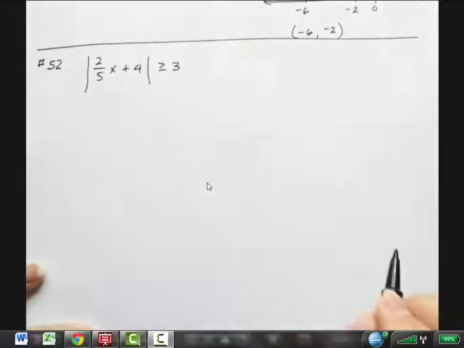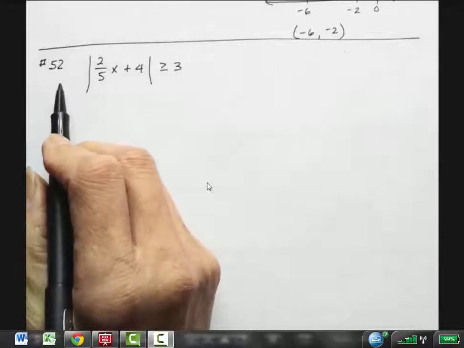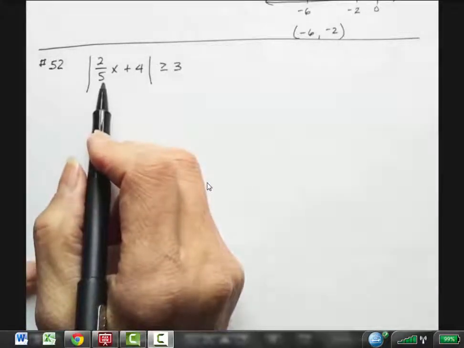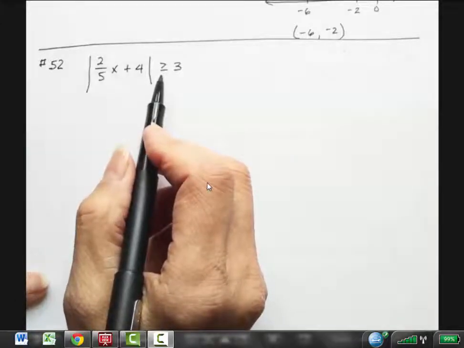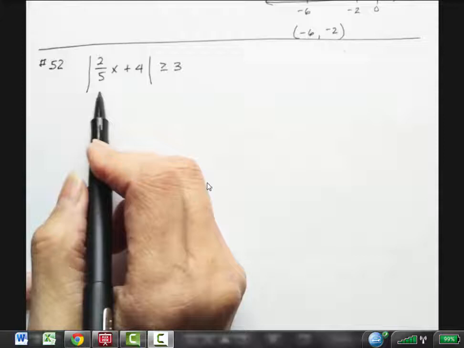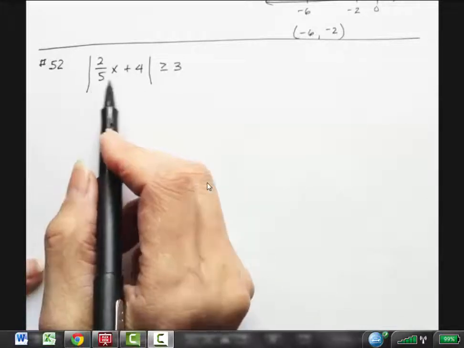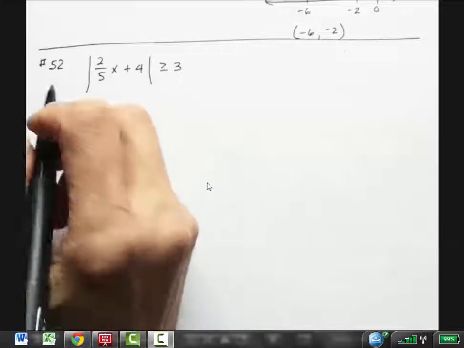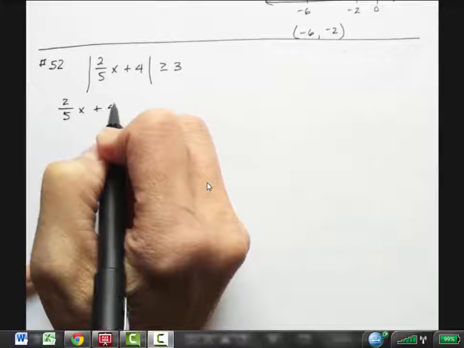The next inequality I'm going to do is number 52 in the same section, 6.4, and here we have the absolute value of 2/5 x plus 4 greater than or equal to 3. So in this particular problem, my absolute value is already by itself on one side of the inequality. All I need to do is rewrite it now without the absolute value signs. So it becomes 2/5 x plus 4 greater than or equal to 3.